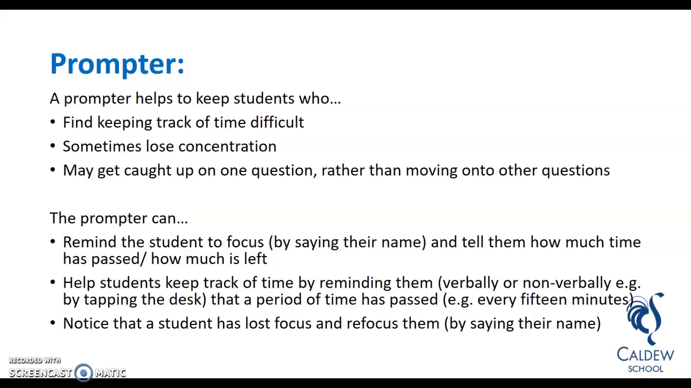Sometimes students will benefit from being reminded how much time has passed by a non-verbal signal, so for example tapping the desk every 15 minutes to indicate that that much time has passed. A prompter may also notice that a student has lost focus and refocus them by saying their name. Where a student qualifies for a prompter, we'll talk to them about what kind of prompting they would need and use things like the mock exams to test which way works best for them.